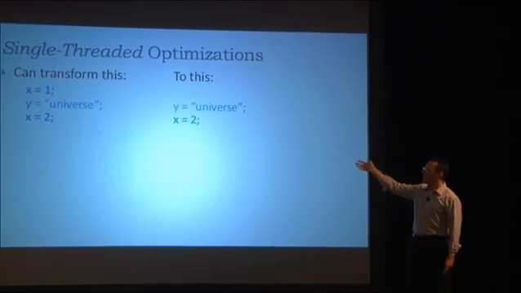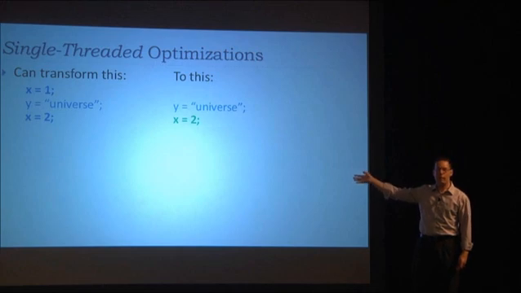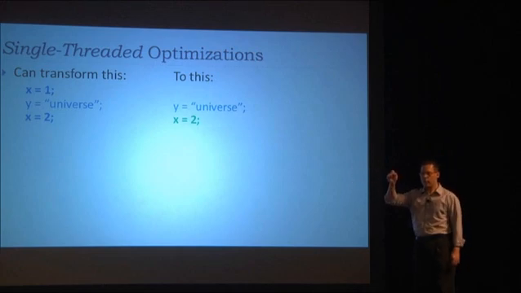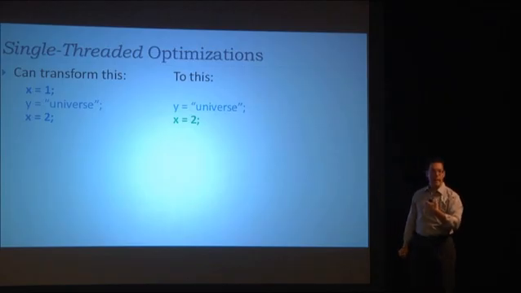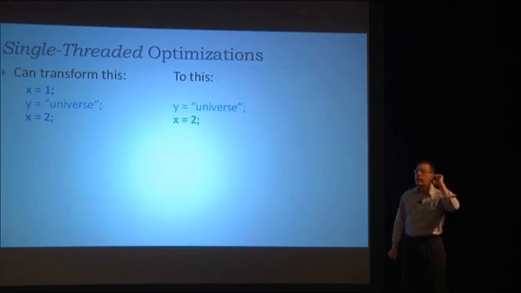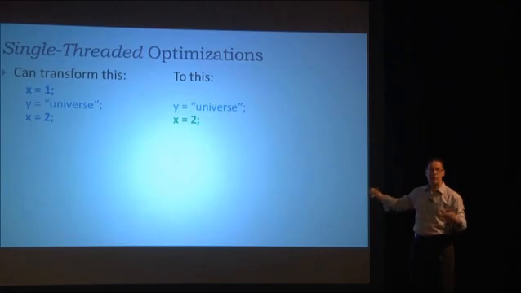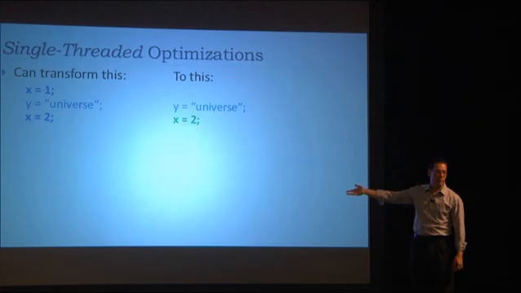Why is that a legitimate single-threaded optimization? Christopher? Because you never read from x in between, right? And therefore? It's not visible. So both of these end up having the same observable results, right? So we've got basically a dead write that's never observed, so we can get rid of it. Okay, all right, now we're getting going.